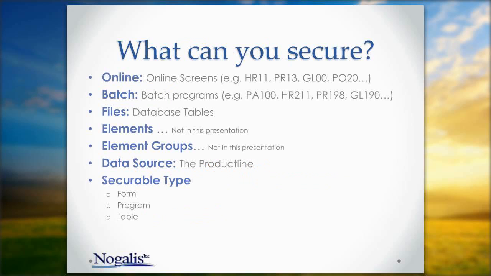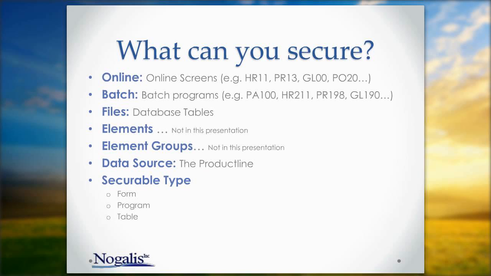So what can we secure within the new Lawson security? When we talk about these securable objects, this is what we're talking about. By an object, I mean any of these bullet points that you see on this presentation view. Mainly, we're going to talk about online screens, batch screens, and files.